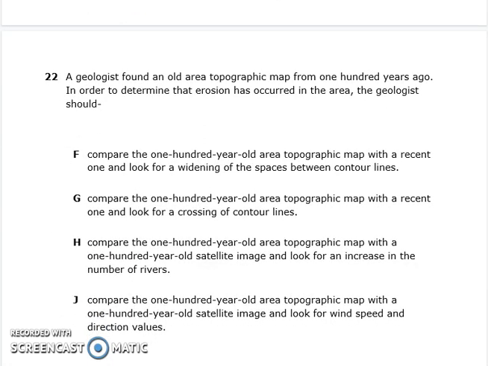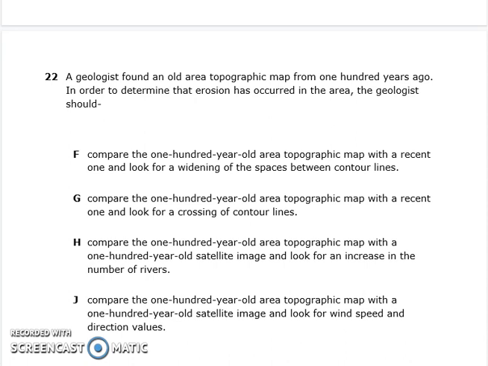Number 22. A geologist found an old area topographic map from 100 years ago. In order to determine that erosion has occurred in the area, the geologist should F, compare the 100-year-old area topographic map with a recent one and look for a widening of the spaces between contour lines.